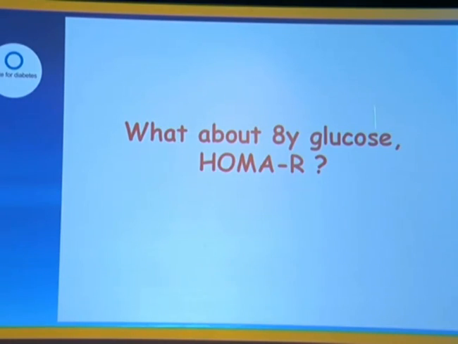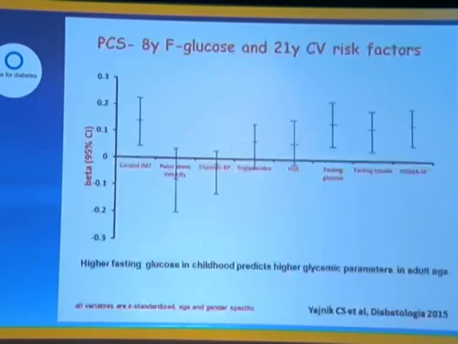What about 8-year glucose, HOMA-R, as a predictor of what happens at 21 years? We are looking at a life course evolution. This is a slightly complex figure, but I'll explain to you what it is. These are the betas on the regression analysis, which is suggesting a change in the outcome, which is all these parameters, in relation to glucose at 8 years.